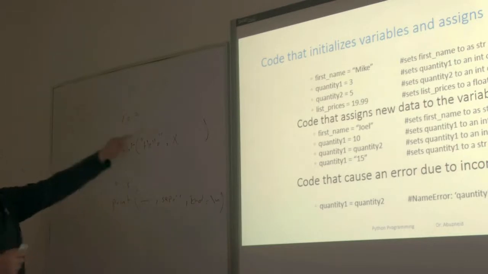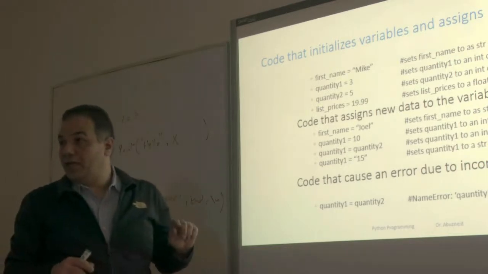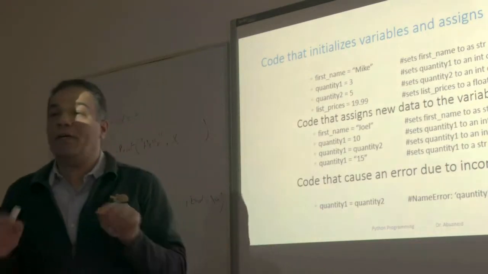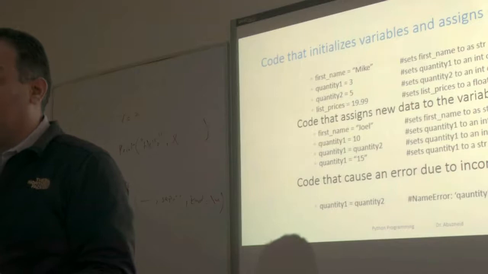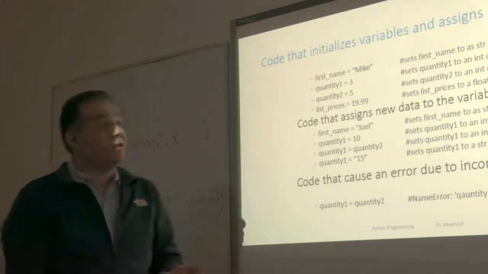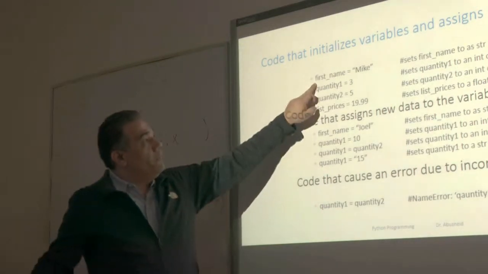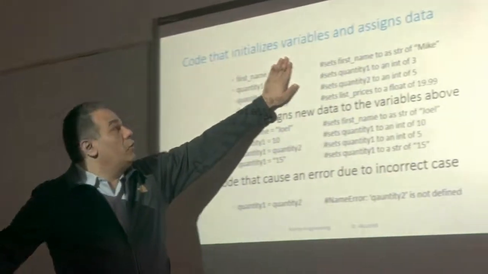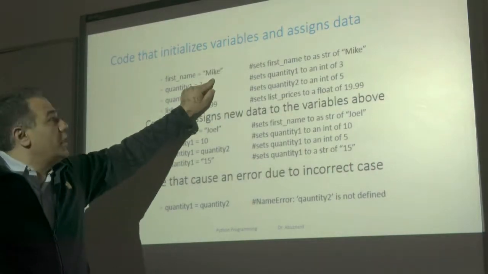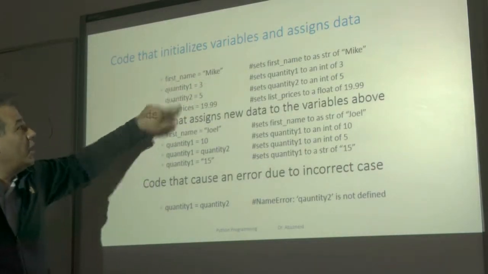In Python, we don't have to declare it. But before we use a variable, we have to initialize it. We have to give it a value, otherwise we'll take a random value from the memory. So in here, for example, first name. Do I know what kind it is just like this? No. But when I assign a string to it, then this is a string value.